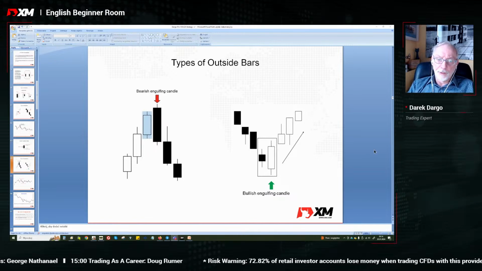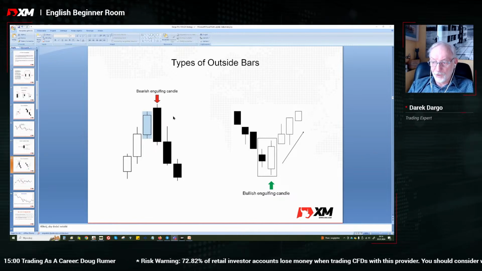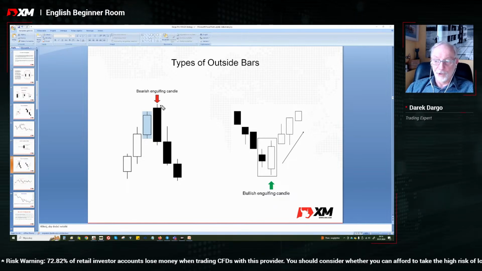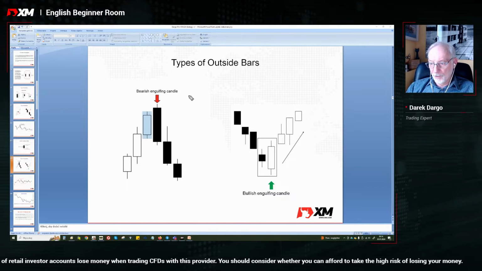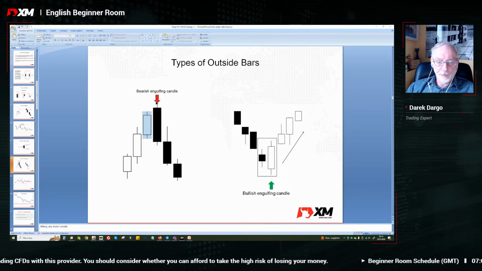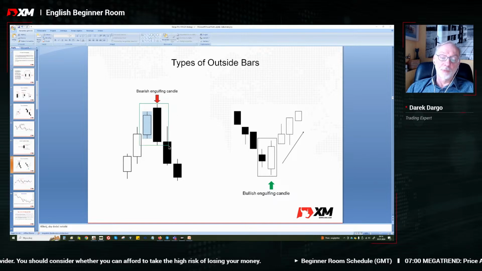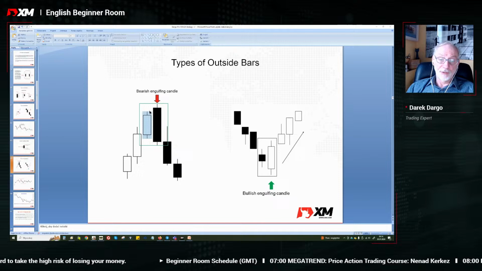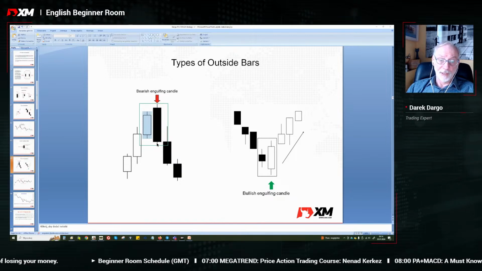And watching such a pattern means waiting for a setup. This setup here, we can also mark this way. It means that the size of the outside bar pattern is the size of the engulfing candle, yes?